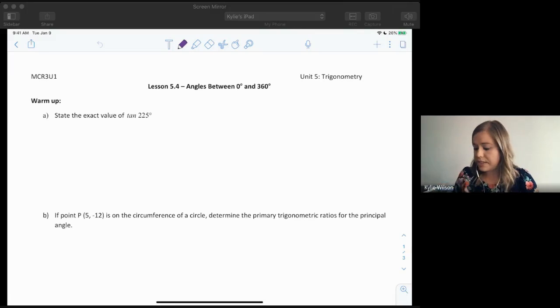So the first thing we're going to do is state the exact value of tan 225. So in our lesson yesterday, 225 was not one of our special angles, but it doesn't mean we can't find the exact value of it. So when I'm asked to state the value of an angle that's bigger than 90 degrees, the first thing I'm going to do is draw a picture.